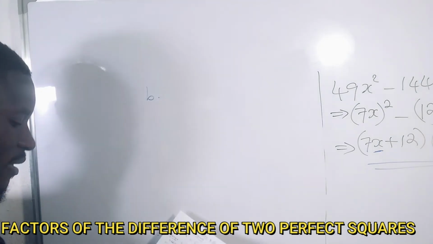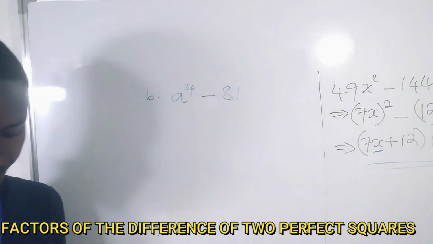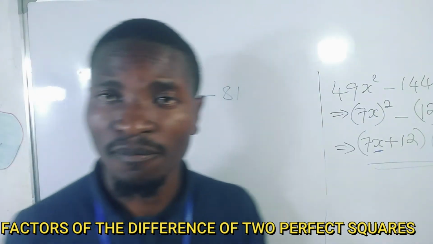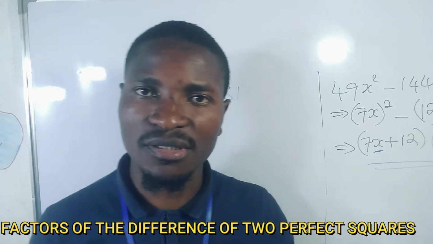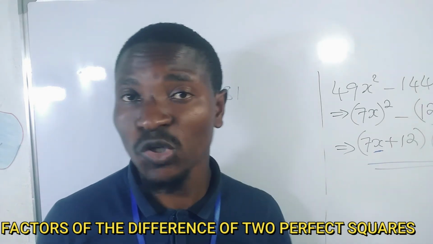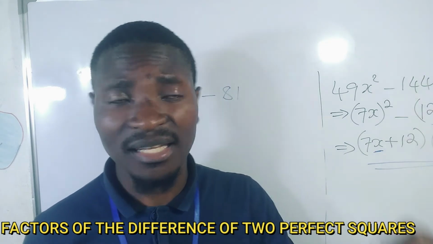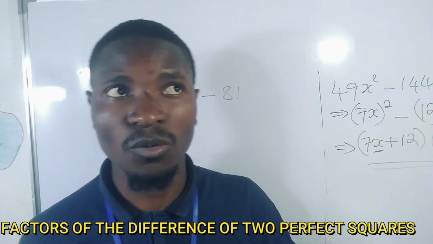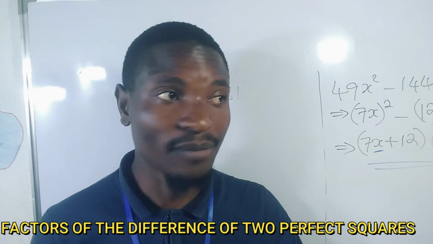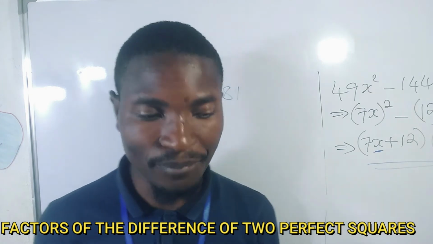So the other part is a to the power 4 minus 81. When you think about this one, a to the power 4 can be broken down to the factors of a squared multiplied by a squared. And then the 81 can be thought of as, what is the square root of 81? You are going to get 9. So we can break them down into those pieces.